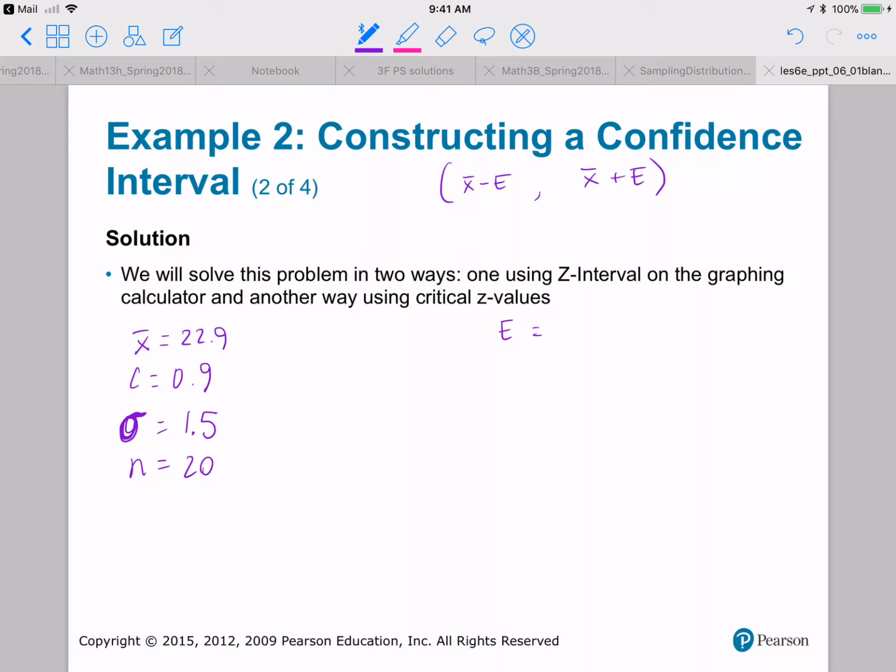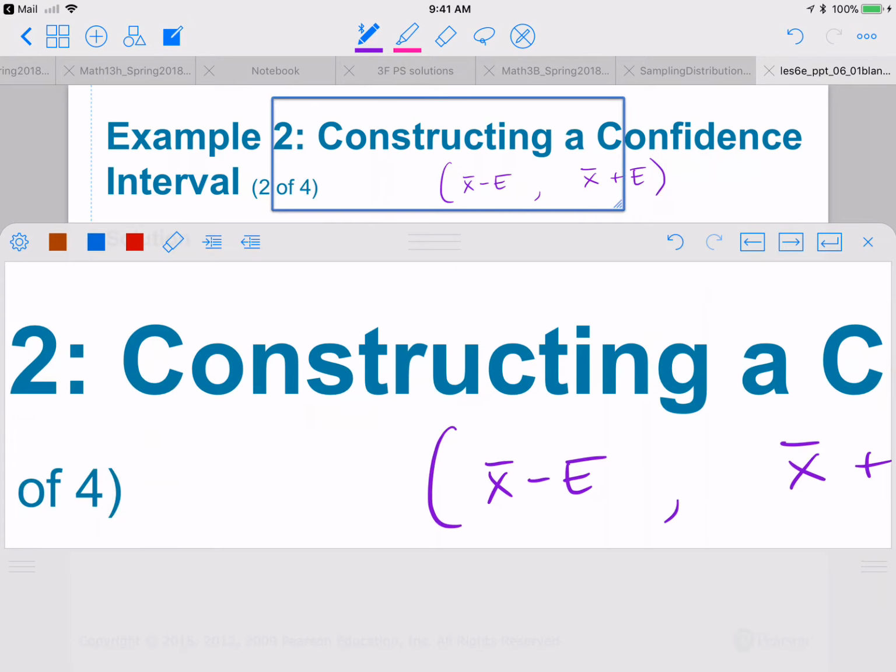So the formula for E is that E is equal to our critical value times our standard error. And the standard error is sigma over the square root of n. So we've got sigma and we've got n, so we just need to find our critical value, ZC. So to find ZC, here's what we do.